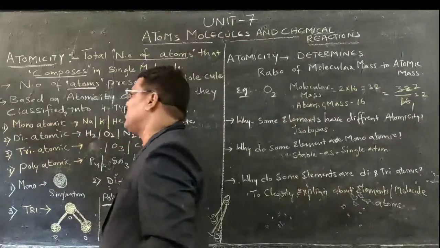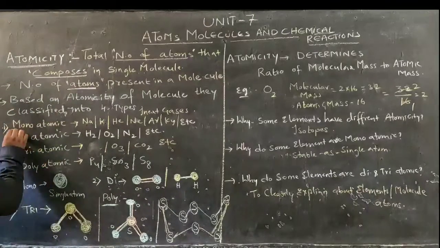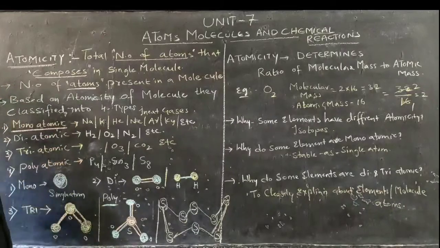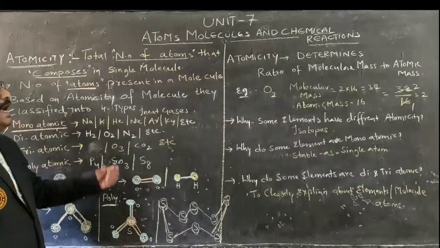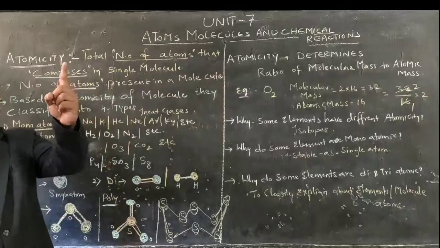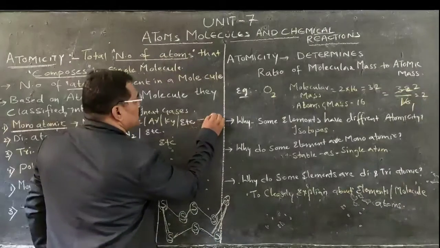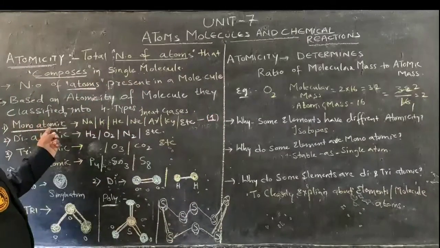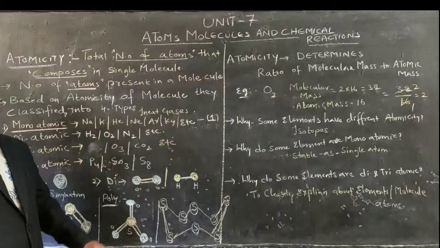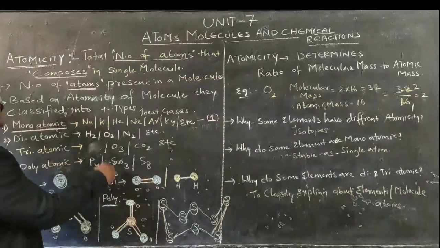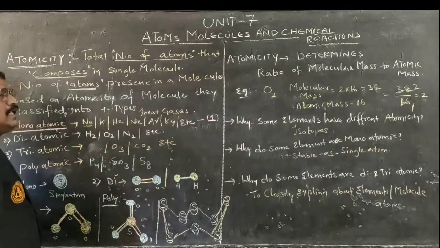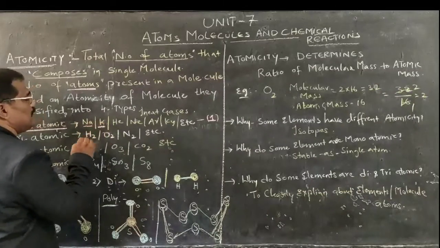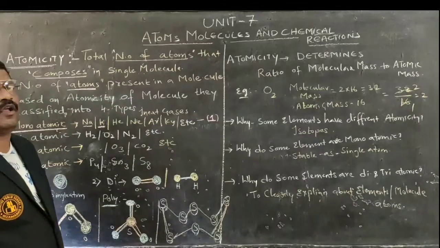Now coming to the first one, monoatomic molecules. What are called monoatomic molecules? Those whose atomicity is 1 we can call monoatomic molecules. Example, sodium, an element, is a monoatomic molecule. Potassium is also a monoatomic molecule.